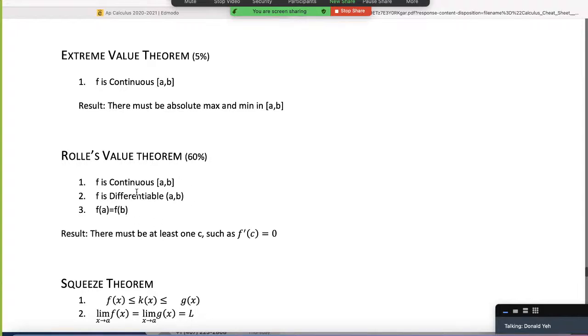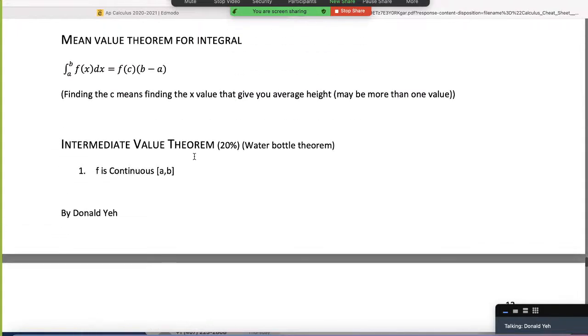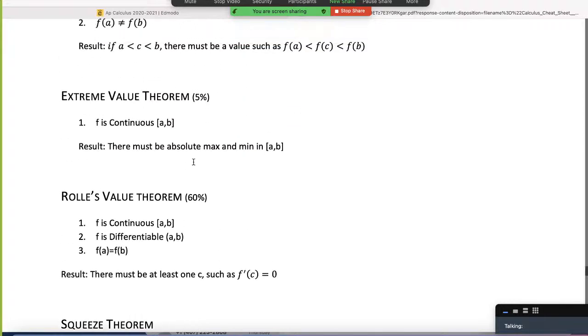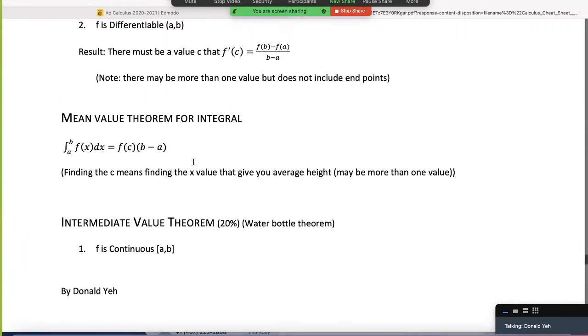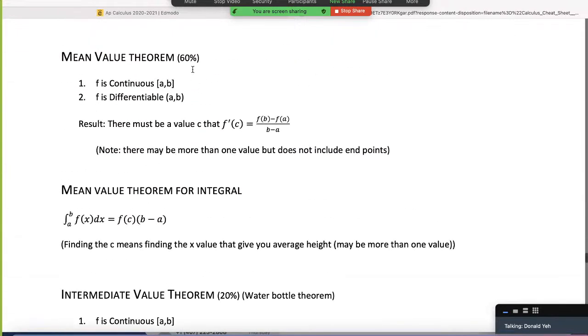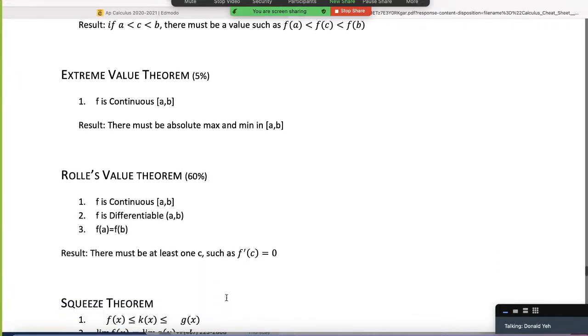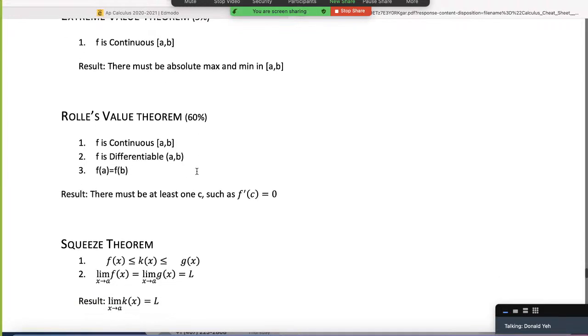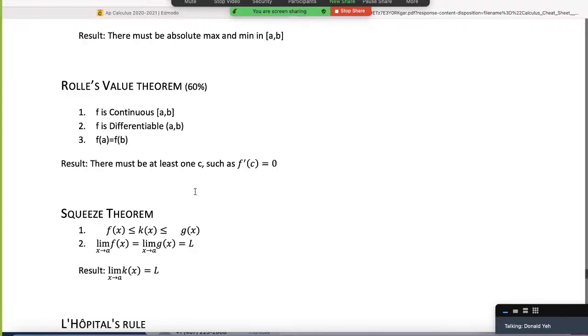And there are 60%, oh, this is wrong. This is not 60%. So intermediate value theorem should be 60% and Rolle's should be 20% of the time. Mean value theorem is something that they will ask for sure. I don't know what mean value theorem is. Oh, it's the first one. So this is 60% of the time. Now, this one should be 40% for intermediate value theorem. And extreme value theorem, they asked once in 2019. Rolle's theorem is probably asked 10% of the time.